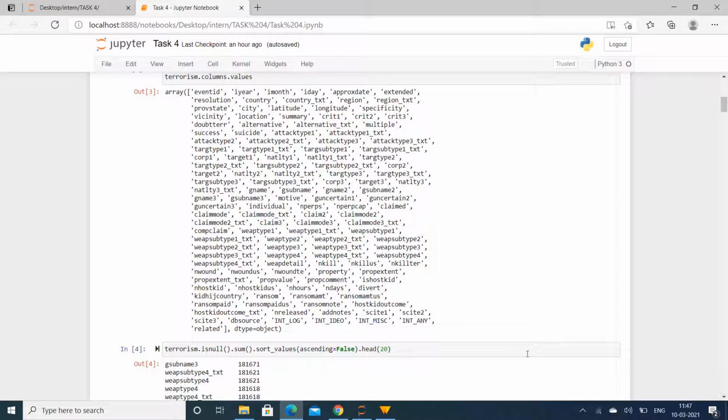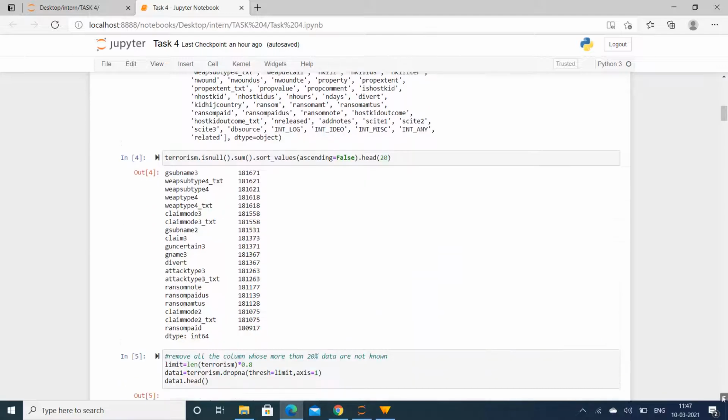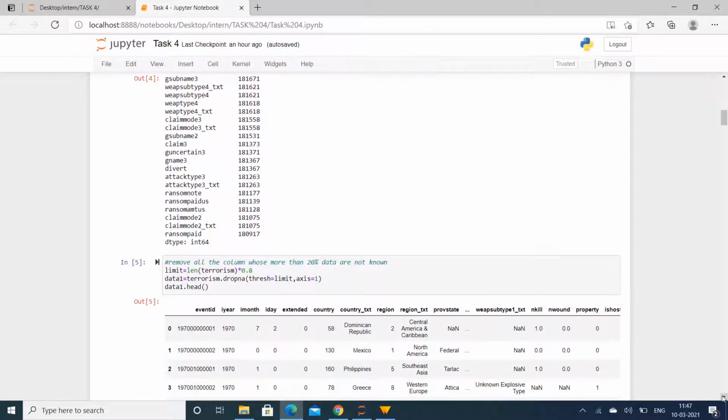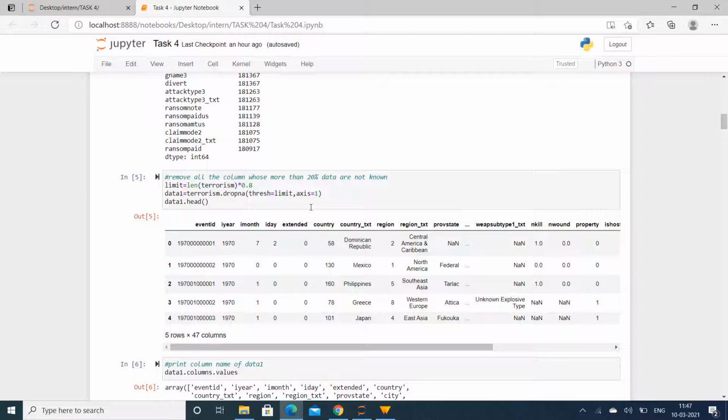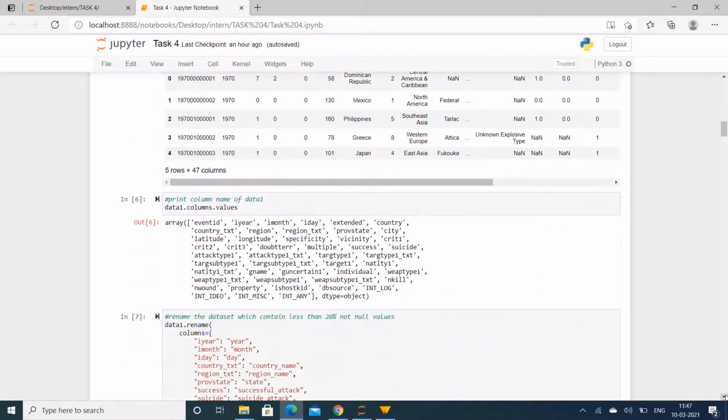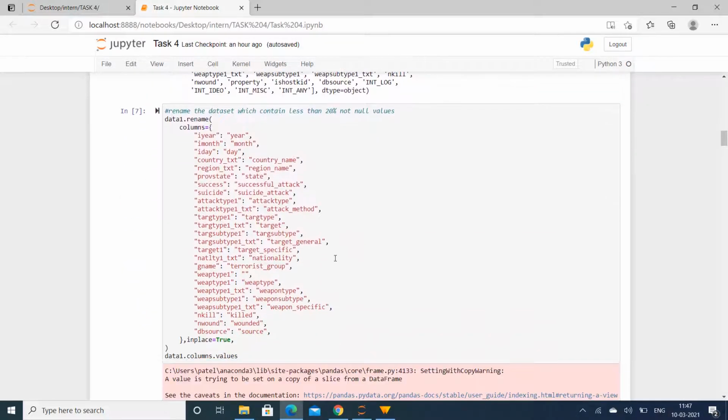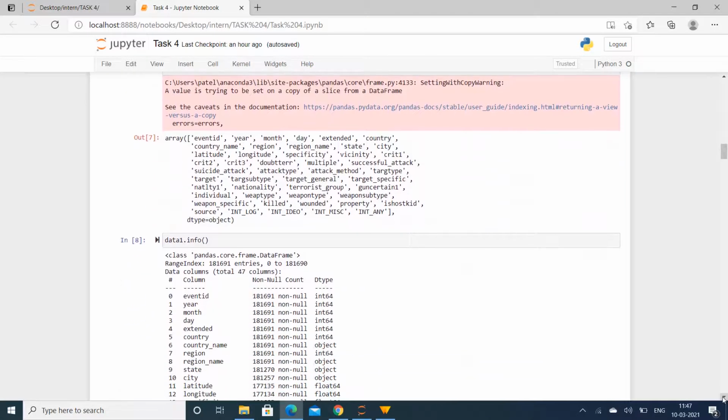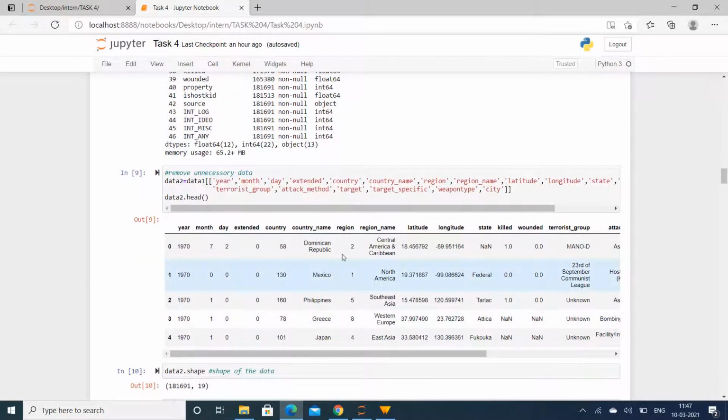Then here I print the names of the columns, and after that I look for the null values. And here I am removing those columns which contain more than 80% null values and printing the remaining ones. So here I print the remaining column names. Here I rename the columns as per my convenience. Then I remove unnecessary columns and keep those columns which are necessary for the analysis.